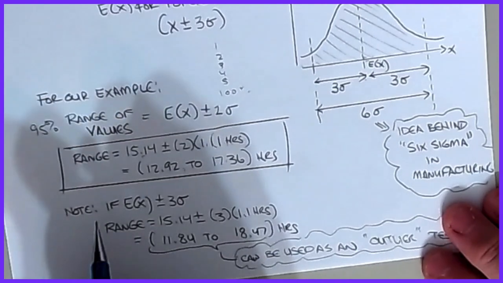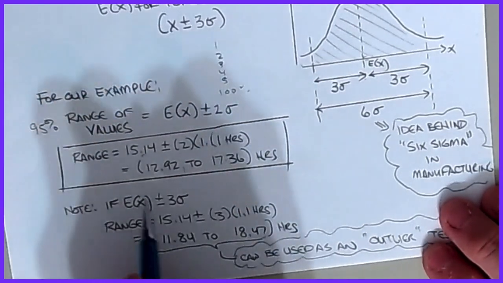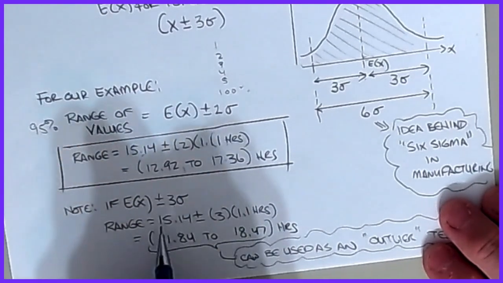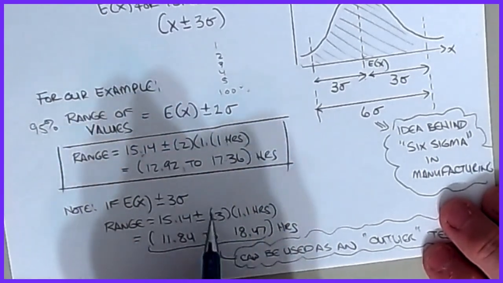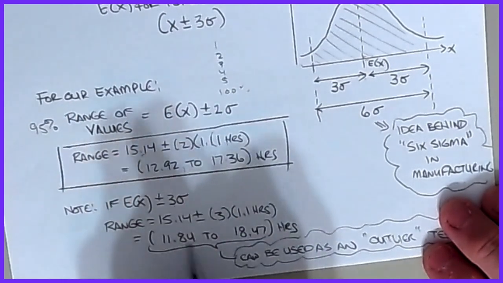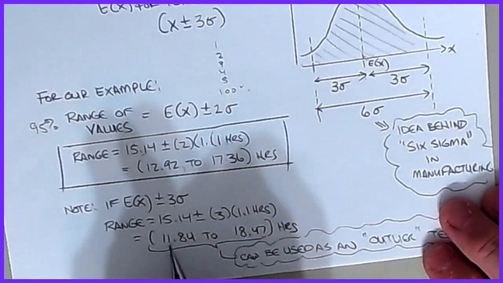And that's pretty cool. Now just for comparison, let's take a look at what happens if I go to 3 sigma, which would be all of the data points. So a range of 15.14 plus or minus 3 times 1.11 hours. That gets me a range of 11.84 to 18.47. So I would expect all of my data to fall within this range.